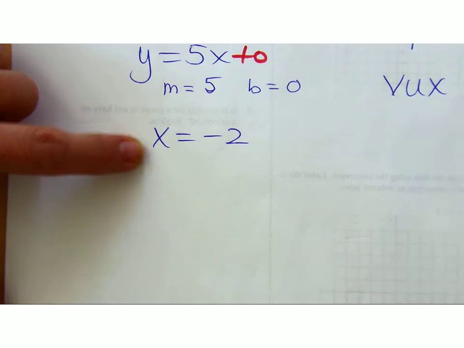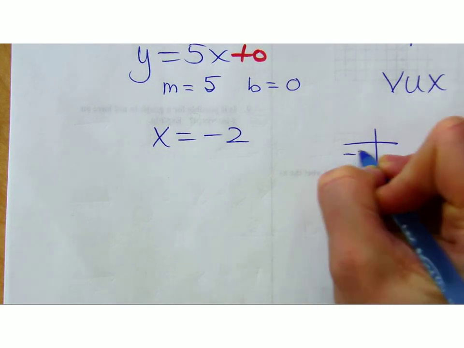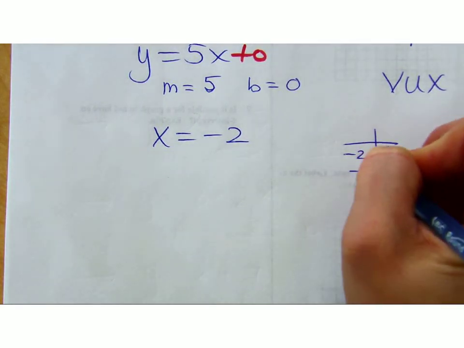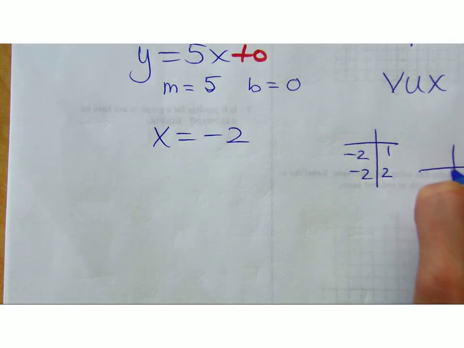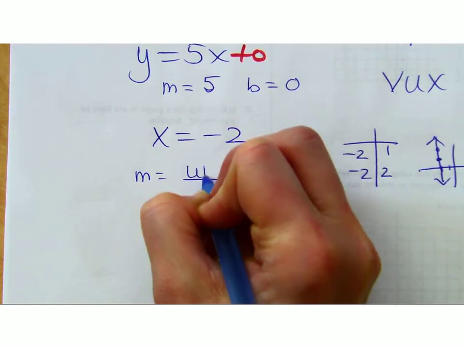Hey, 95% of the time I'm graphing a line, it's starting with y equals, isn't it? But every now and then, this pesky little x equals comes along. If you forgot, make x -2, make y whatever you want, plot -2, comma 1, -2, comma 2. Oh, that's the vertical one. Okay, I know now my slope is undefined.